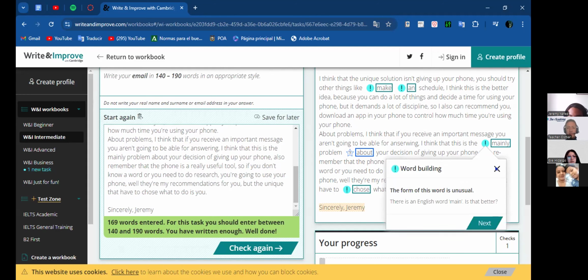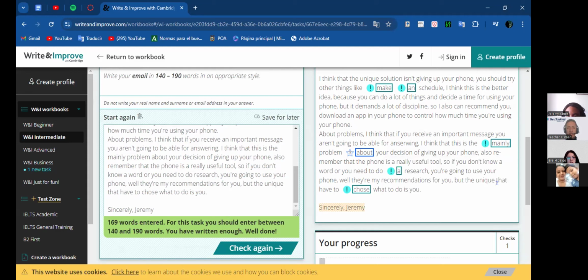Well, they are my recommendations for you, but the unique that you have to choose to do, what to do is you. But the only, I believe instead of unique, creo que sería mejor the only, sounds more natural. But the only one, la única, the only one that has to decide, that has to choose. Excellent.